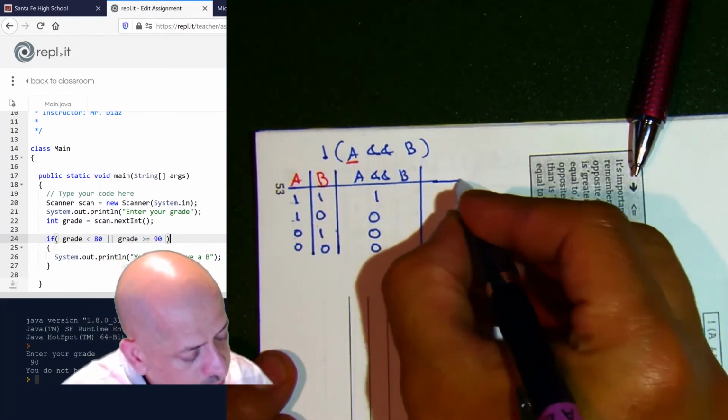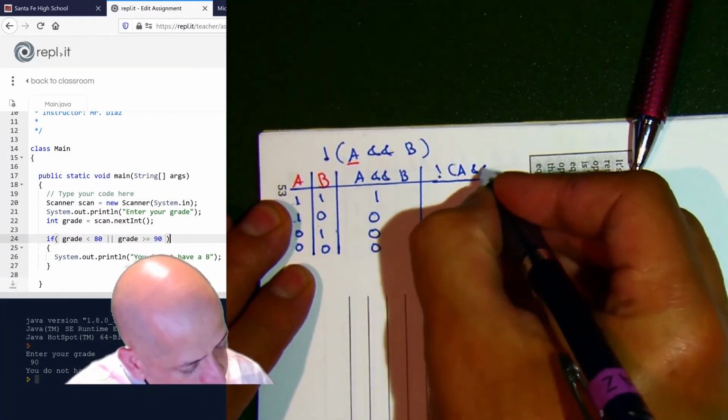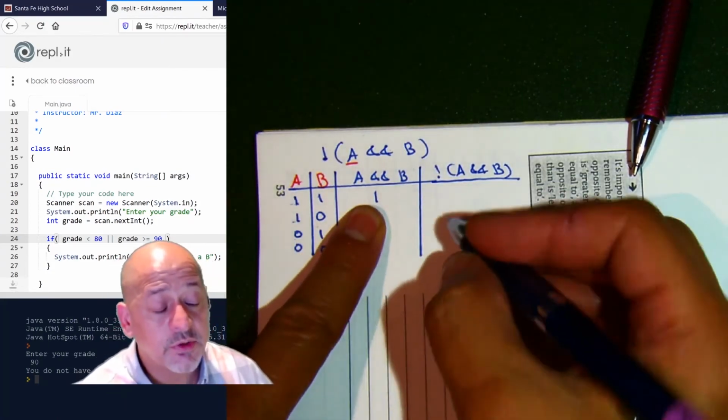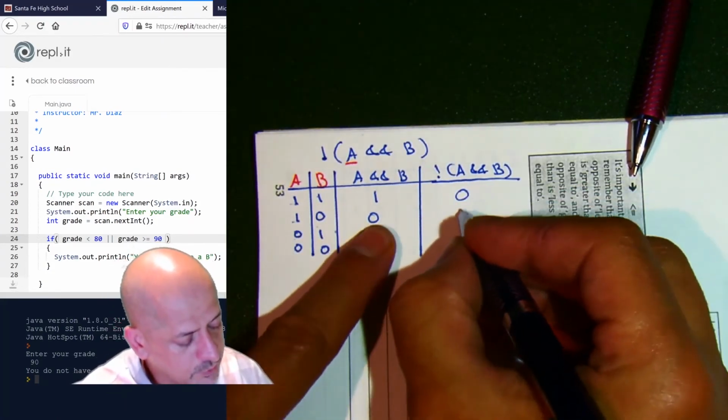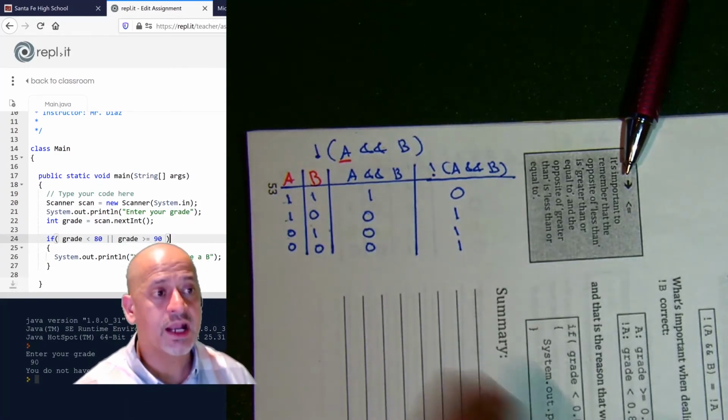Now, let's go into the final step, which is negate each one. The opposite, now we're taking the opposite. Opposite of true is false. Opposite of false is true. True and true. So that is the outcome.